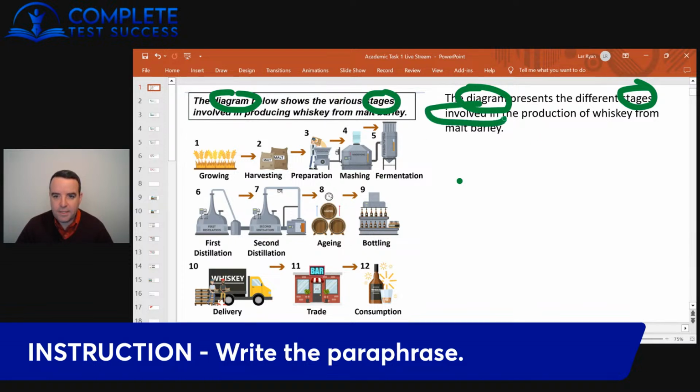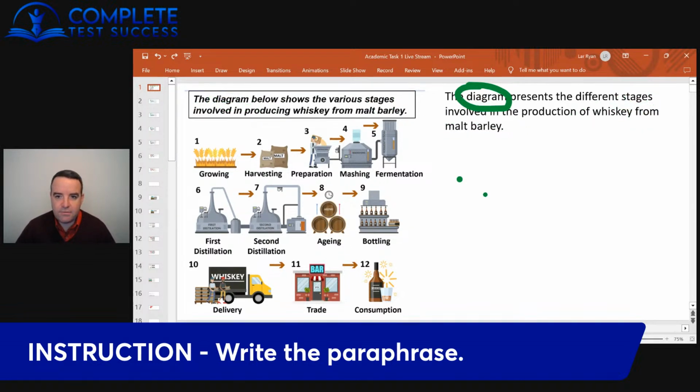Involved in, I copied that bit. Producing whiskey, the production of whiskey from malt barley, from malt barley. So you can see all of those words have been copied. 1, 2, 3, 4, 5, 6, 7, 8, 9. 9 words from the question have been copied into our paraphrase.